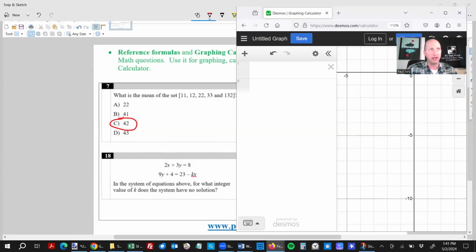There's a really cool slider function on here. So let's put the first equation in.